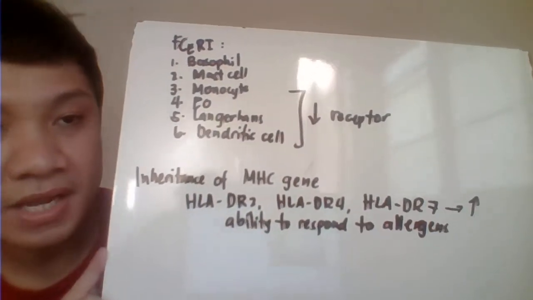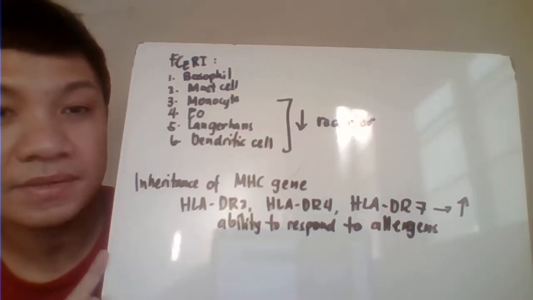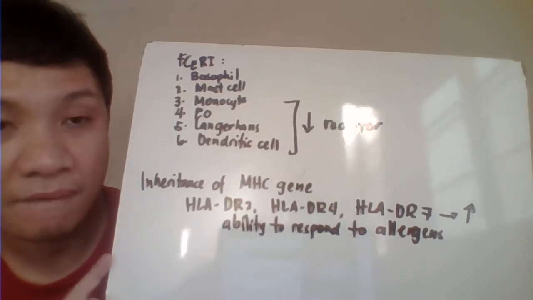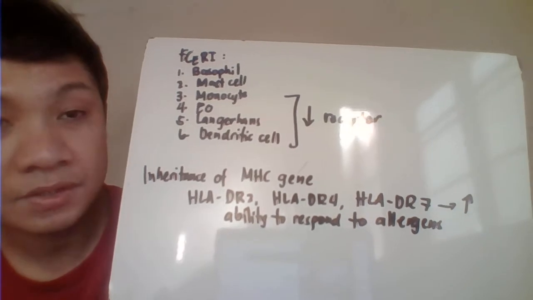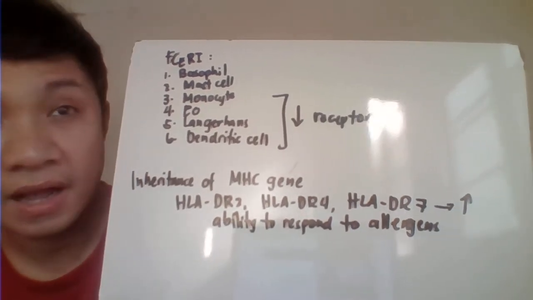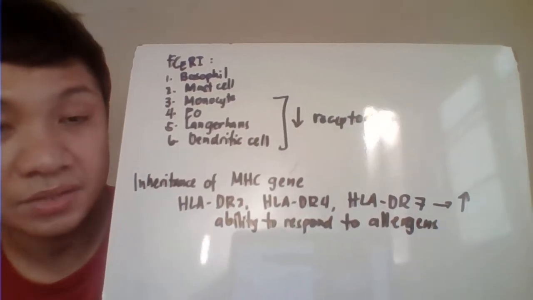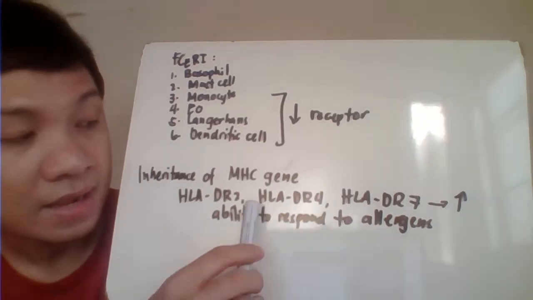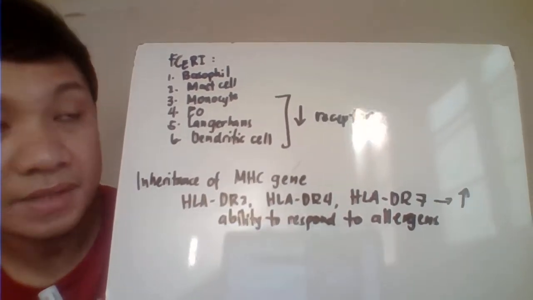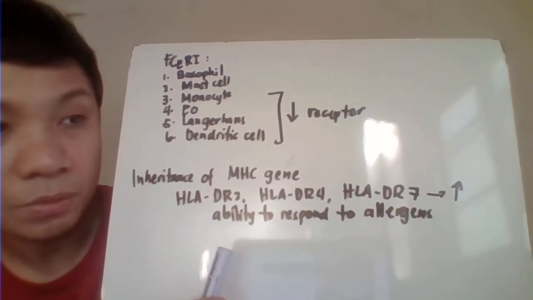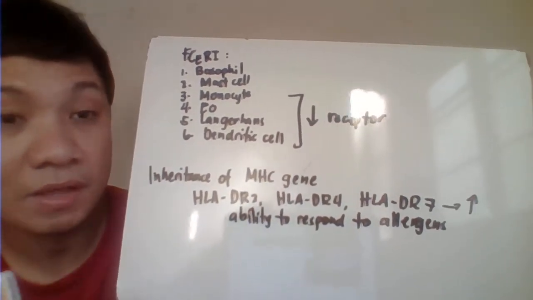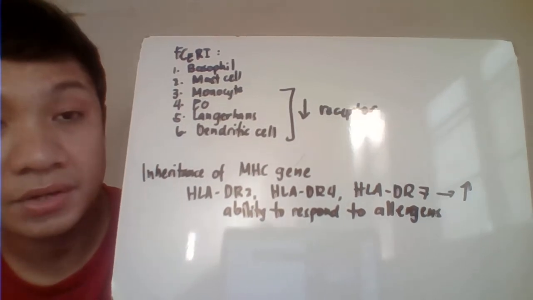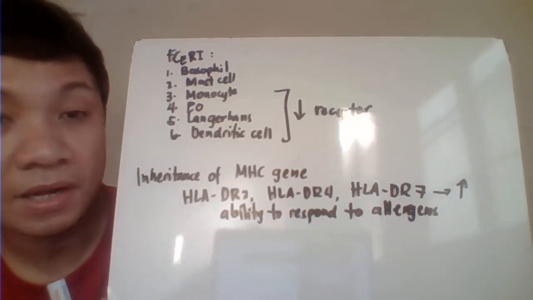So we also have the genetic basis for why some patients have an increased chance of being prone to allergic reaction. That is explained by our human leukocyte antigen, because they have HLA DR2, DR4, DR7. These most likely trigger them to become prone to allergic reaction because of that human leukocyte antigen.